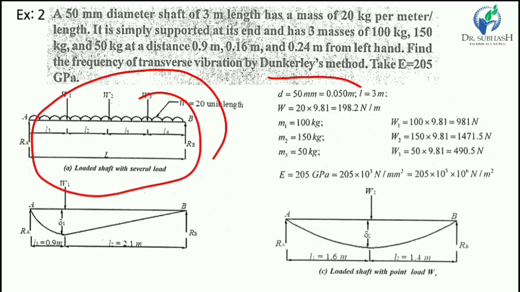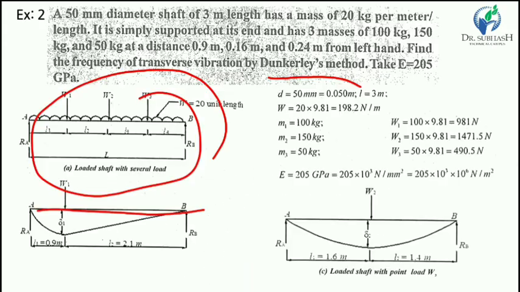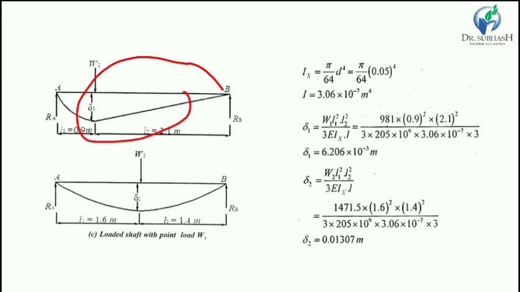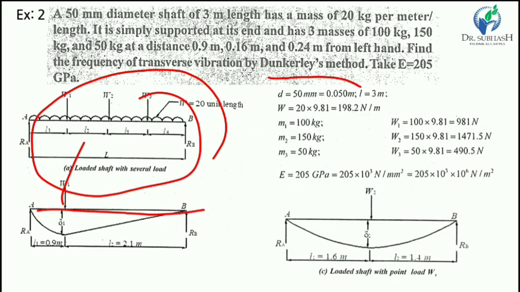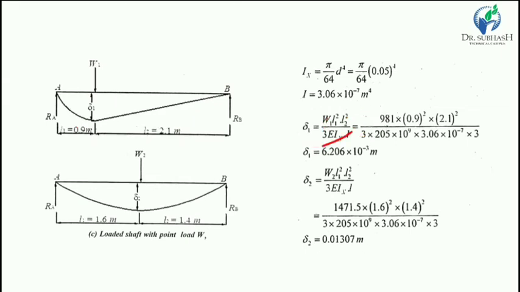We know that the shaft is considered simply supported, and the given masses are considered as point loads on the beam. When point loads are applied onto a simply supported beam, the deflection of the beam is found with this equation: W L1 square L2 square upon 3 EI L.